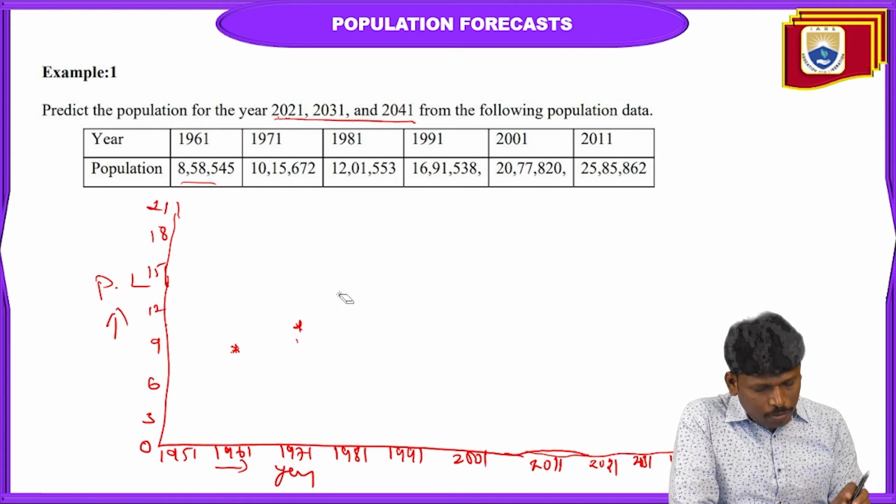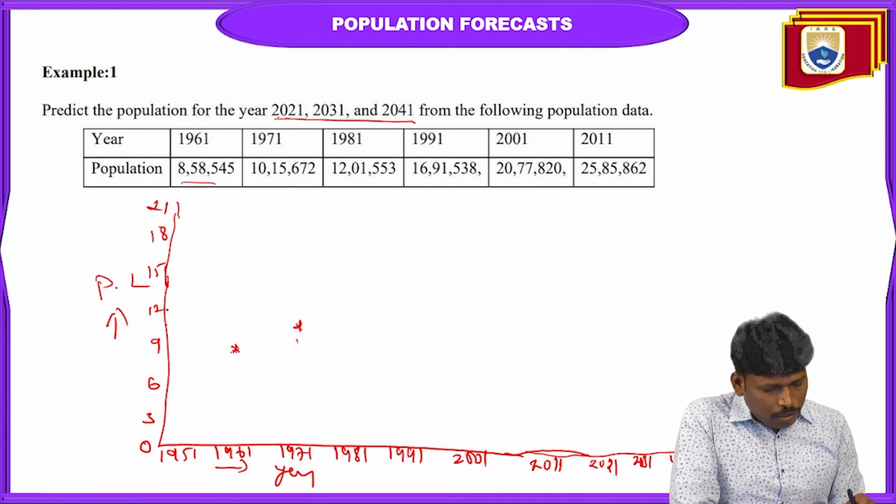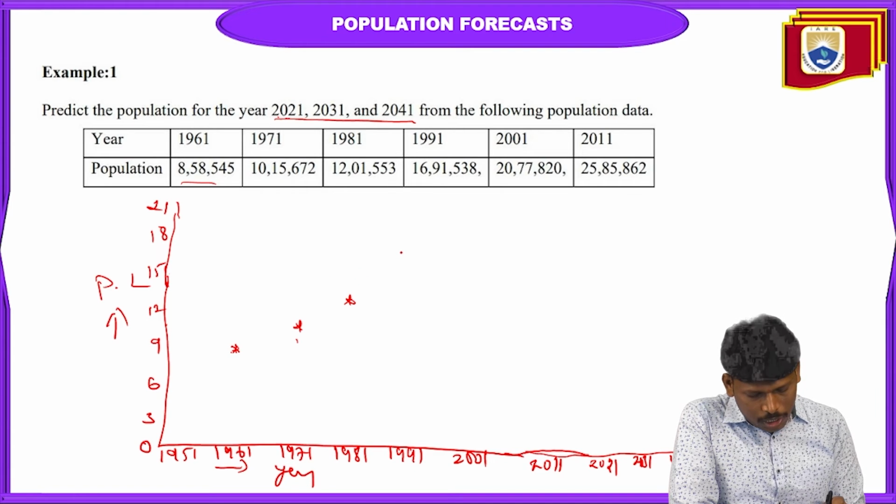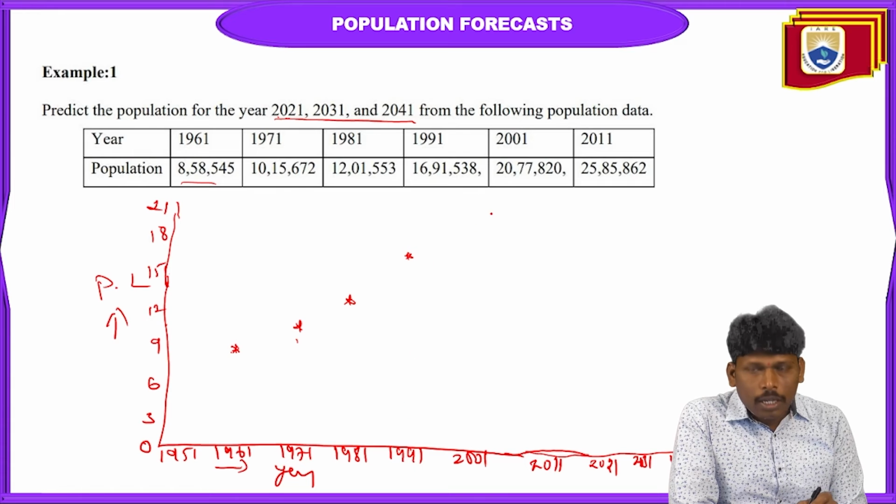Sorry, it seems a little high. It is like this. And in 1991 it is around 16 lakhs. So here it is 15, then we are supposed to go to 16. It is somewhere here. Okay. Then in 2001 it is around 20 lakhs.